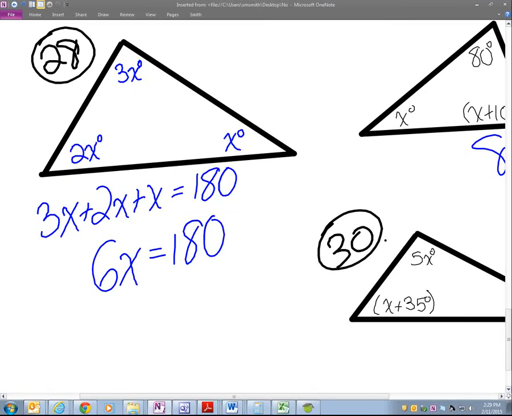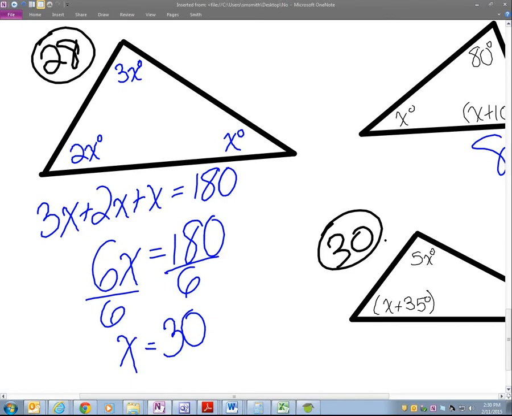Then I want to get x by itself, so I have to use inverse operations. What's the inverse of multiplication? Division. Beautiful. So I'm going to take divided by 6, divided by 6. Now I have x by itself. x equals 30. Okay. So am I done? Can I move on to the next one?